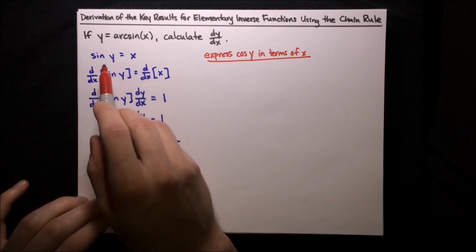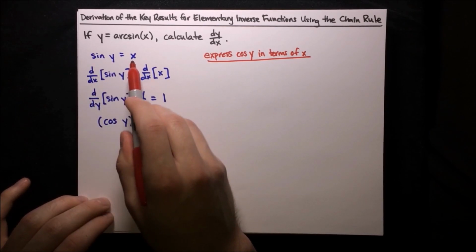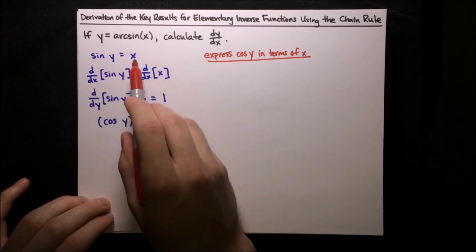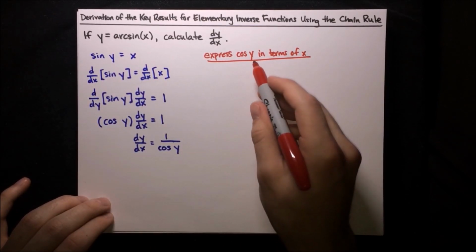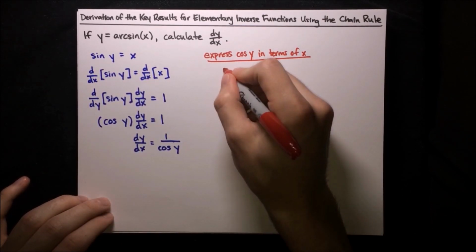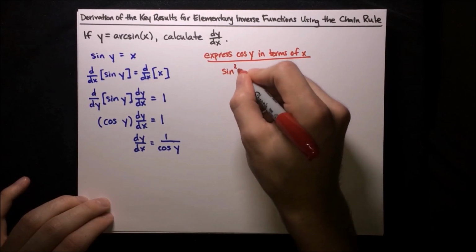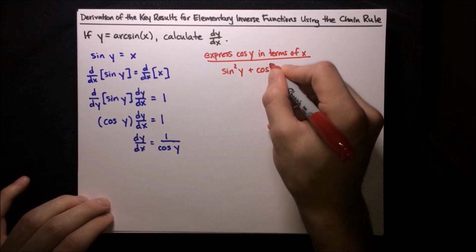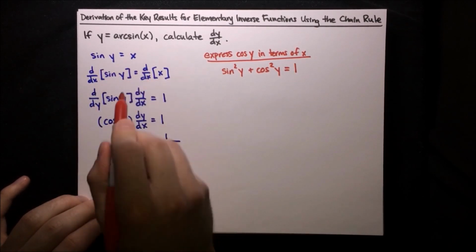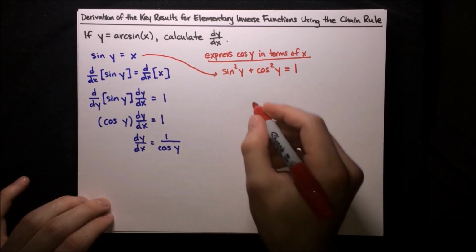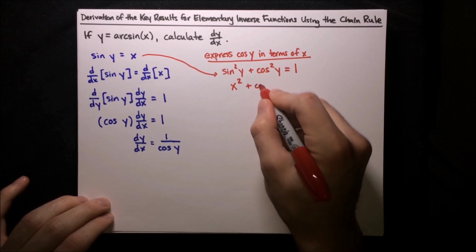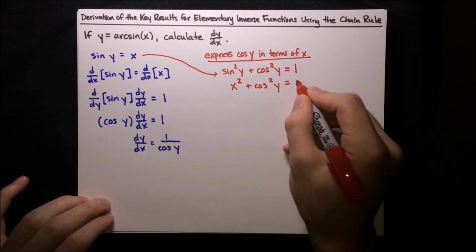Alright, so how do we do this? Well, we know what sine y is in terms of x. Sine y is just x. So if we can get something relating sine y and cos y, then we can express sine y in terms of x, and let's just solve for cos y. So do we know any identities involving sine y and cos y? How about the Pythagorean identity, sine squared of y plus cos squared y is equal to 1. Alright, so sine of y is just x, so that's going to go in for sine of y here. We'll just have x squared here. So x squared plus cos squared of y equals 1.